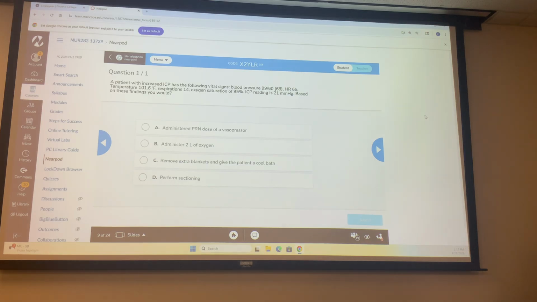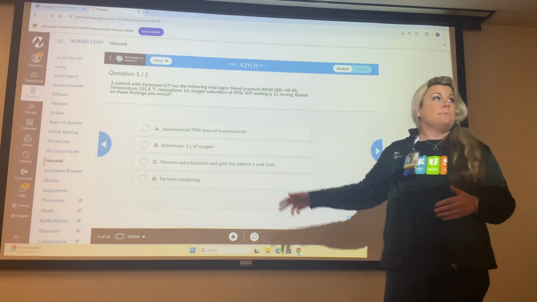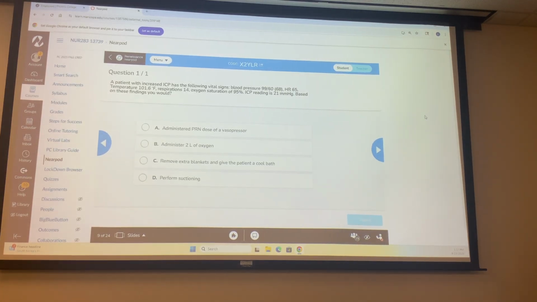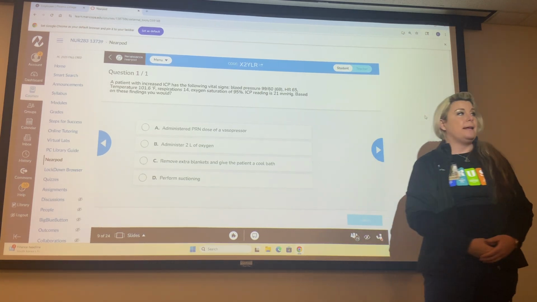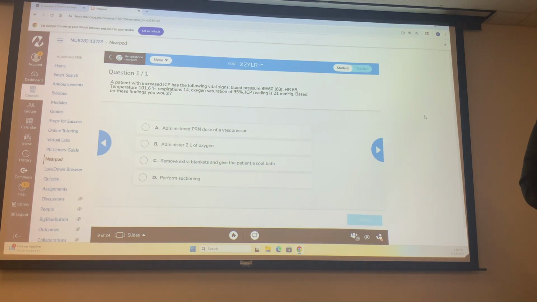Your ICP. It's 21, that's too high, right? So administer 2 liters of oxygen. What is that going to help me at this point? No. We know my oxygenation is great, it's 95, so that's not going to help. Performing suctioning, what is that going to do to my ICP? It's going to increase it. We're going to see 30. So that's certainly not the answer.